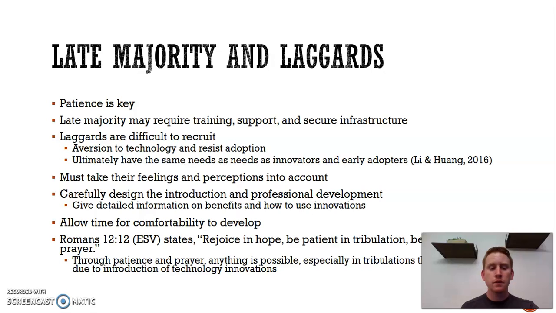Romans chapter 12, verse 12 states, "Rejoice in hope, be patient in tribulation, be constant in prayer." Through patience and prayer, anything is possible, especially in tribulations that may happen due to introduction of technology innovations.